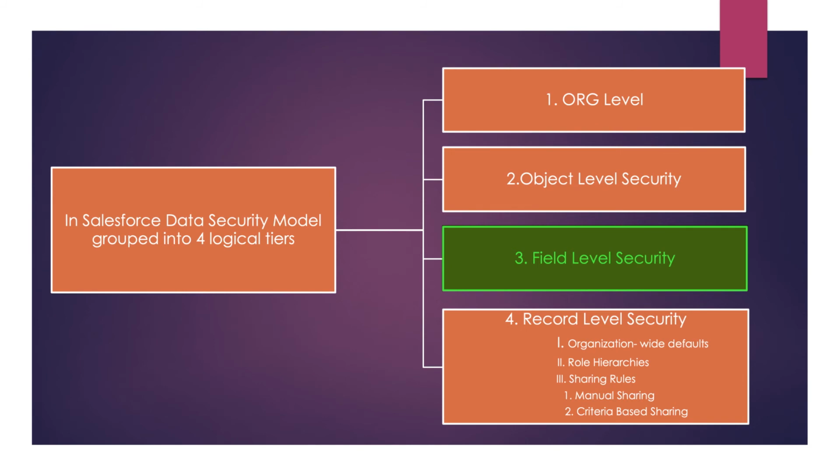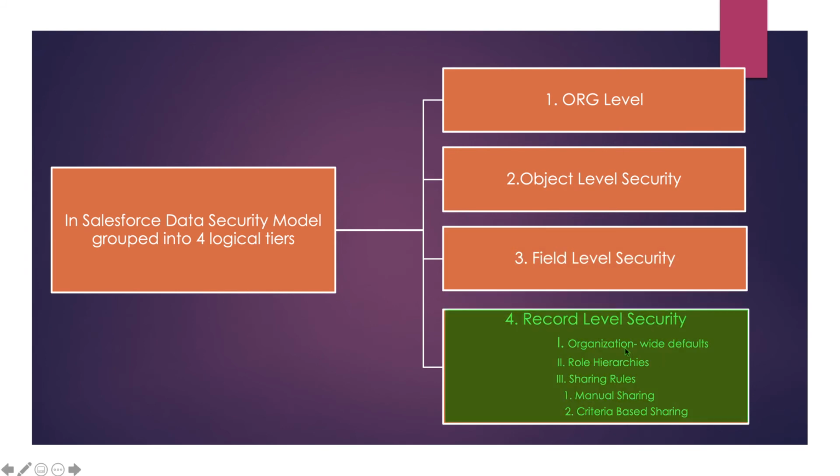For example, in our KFC app, we can make the salary field in a position object invisible to interviewers, but visible to hiring managers and recruiters. The next one is record level security. In this level, we can allow particular users to view an object, but cannot see certain object records.